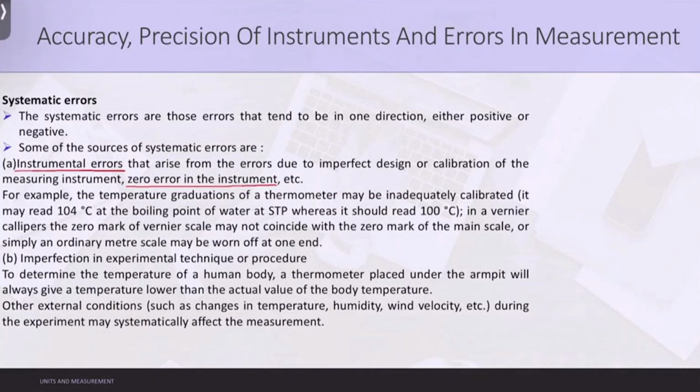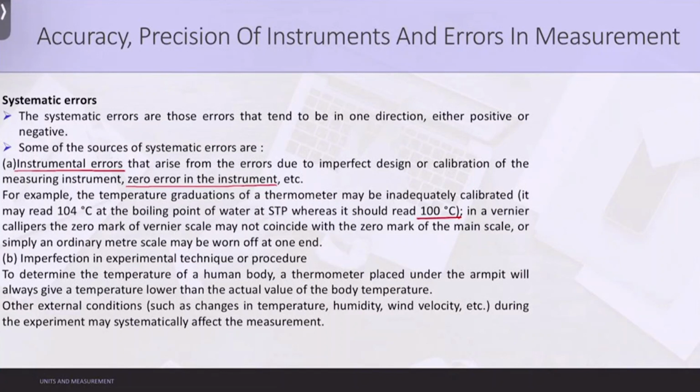Let us understand this by an example. The temperature graduations of a thermometer may be inadequately calibrated. It may read 104 degrees Celsius at the boiling point of water at STP, whereas it should be 100 degrees Celsius. So this is the error. Everybody knows that water boils at 100 degrees Celsius only. But if, because of calibration error or any other effect, it shows 104 degrees Celsius, then it is quite clear that there is an instrumental error, right?